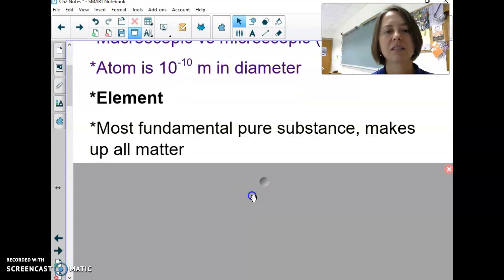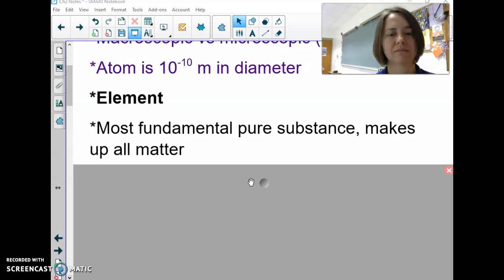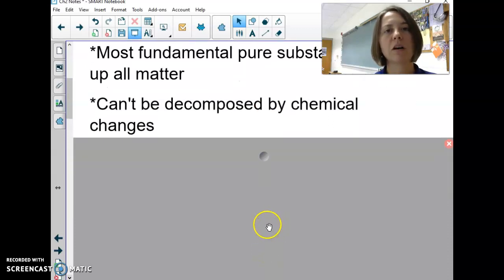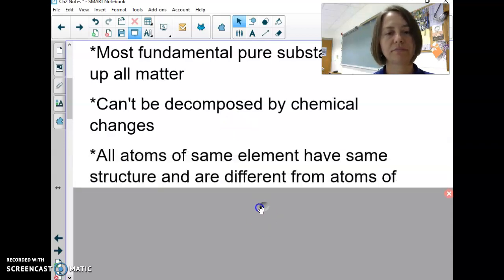So elements. This is the most fundamental pure substance. Elements make up all matter, and an element is always made up of the same type of atom. So when you have a chunk of gold, all of those atoms are gold atoms. Also, elements cannot be decomposed by chemical changes. So a chunk of gold could go through a chemical reaction, but if you add acid, no matter what you do to it, that gold atom will always be a gold atom. It could be a gold atom in a chunk of gold. It could be a gold atom in a gold solution, but it will always be an atom of gold.